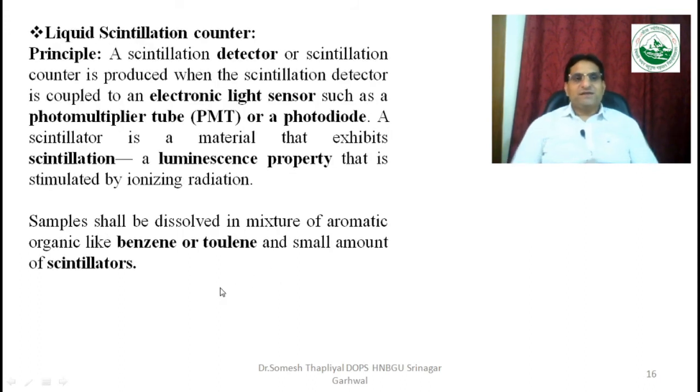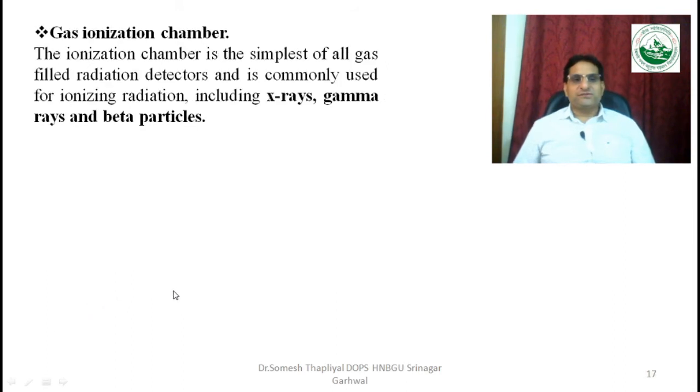Then another method is the liquid scintillation counter. Basically it is a detector, and a scintillation counter is produced when the scintillation detector is coupled to an electronic light sensor such as a photomultiplier tube or phototube. A scintillator is a material which exhibits scintillation, a luminescence property stimulated by ionizing radiations. Some samples can be dissolved in a mixture of aromatic organic solvents like benzene or toluene, and a small amount of the scintillators.